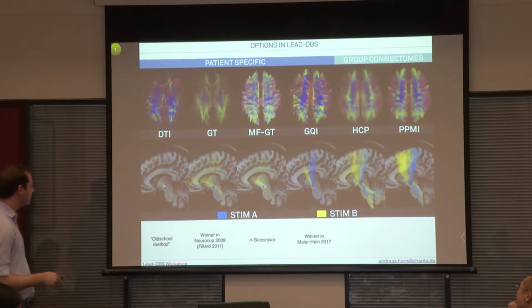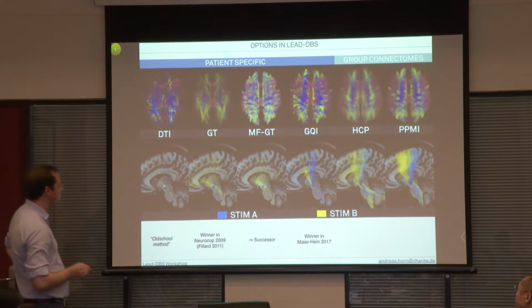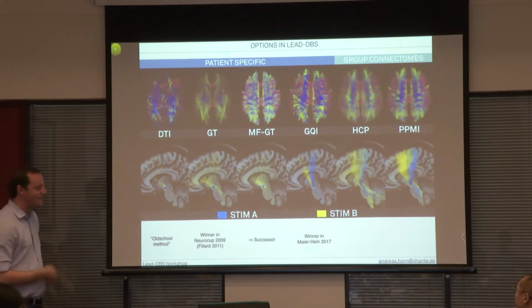This is a figure from the new Lead-DBS 2.0 paper, where we had one patient and used a very old school DTI method, and then we used global tracking, meso tracking, GQI, but also used normative connectomes to show the whole connectome, but also then the selection of the different simulation parameters. You see there's a big difference among methods, right? It's a terrible method.